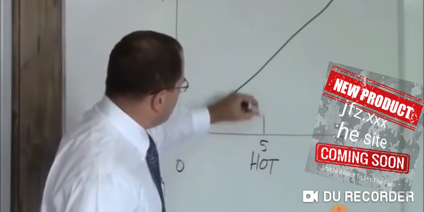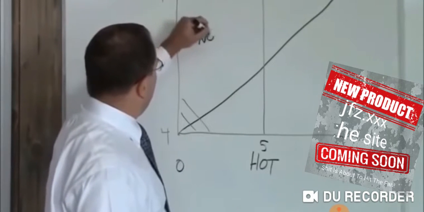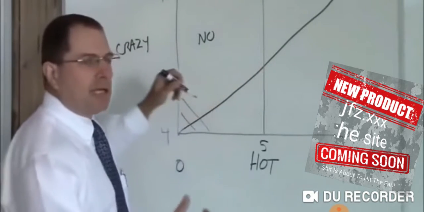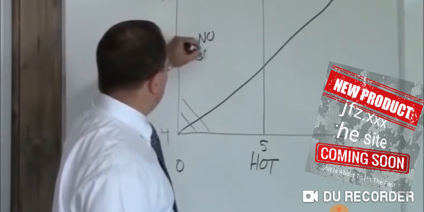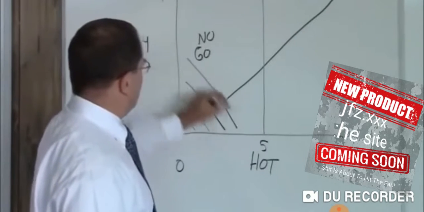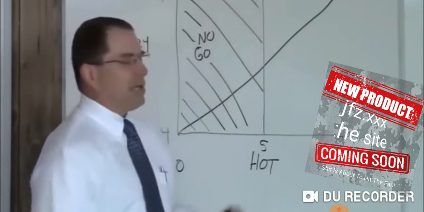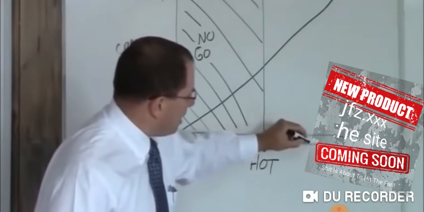Very important that you keep in mind where the hot, crazy line is. As a rule, this is your no-go zone. We do not hang around and date and marry women who are not, at least in our mind, a 5. So this is your no-go zone. You don't go here. We just rule this out. Life is better this way. That's the way it is.